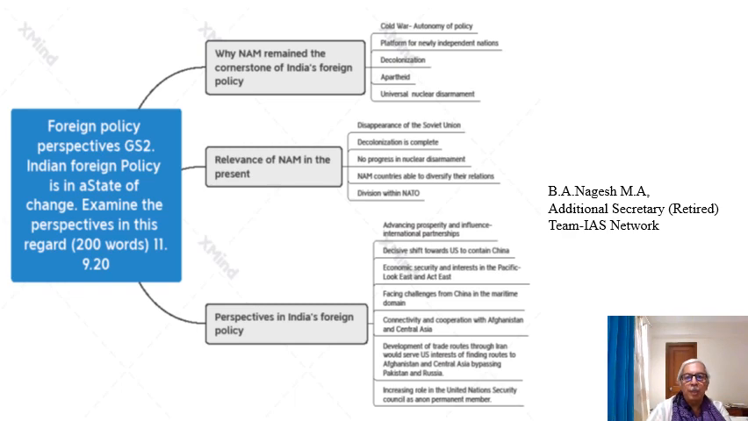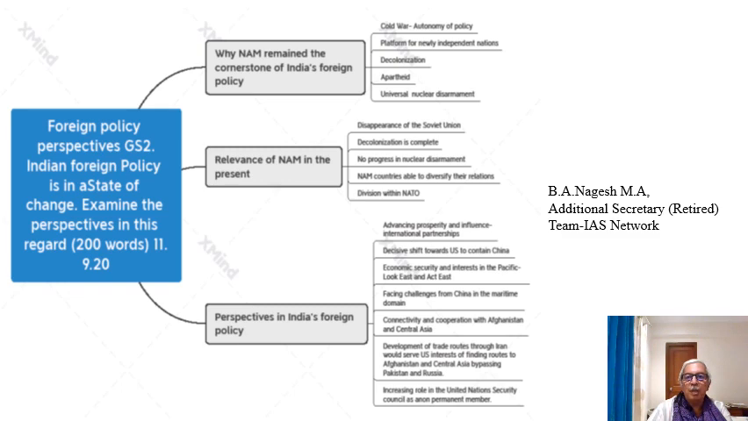Why did the non-aligned movement remain the cornerstone of India's foreign policy? When we achieved independence, we witnessed the Cold War in operation, two powerful blocs. So we wanted autonomy of decision making in matters of foreign policy, without getting into the power play of the two superpowers. That is a policy of neutrality. Autonomy of policy was possible only by adopting a policy of non-alignment.